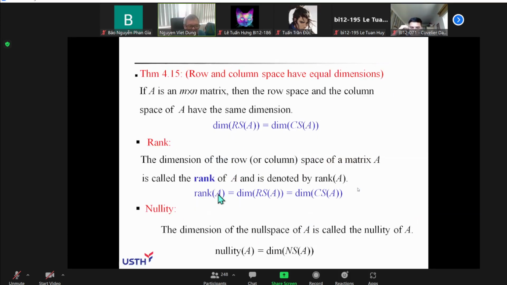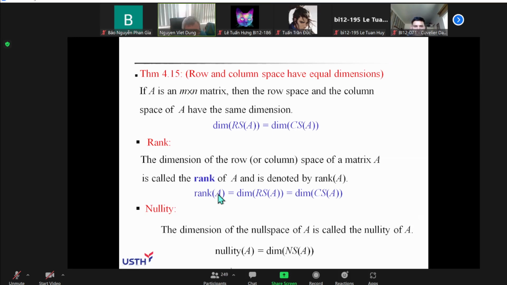Next, we define the notion of rank and nullity. The first observation says that for any m by n matrix A, the row space and the column space of A always have the same dimension. It means that the dimension of the row space of A equals the dimension of the column space of A, and that number is called the rank of A. Similarly, the dimension of the null space of A is called the nullity of A.